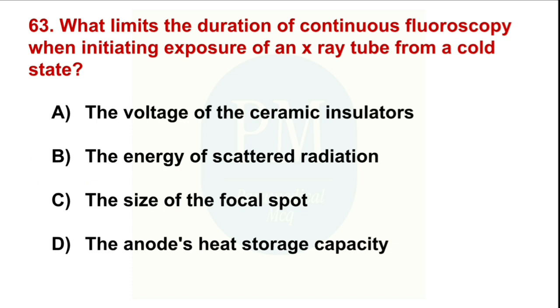What limits the duration of continuous fluoroscopy when initiating exposure of an X-ray tube from a cold state? Option A, the voltage of the ceramic insulators. Option B, the energy of scattered radiation. Option C, the size of the focal spot. Option D, the anode's heat storage capacity. The correct option is option D, the anode's heat storage capacity.